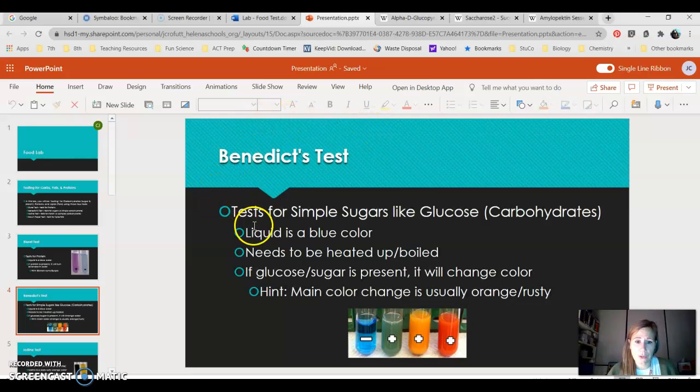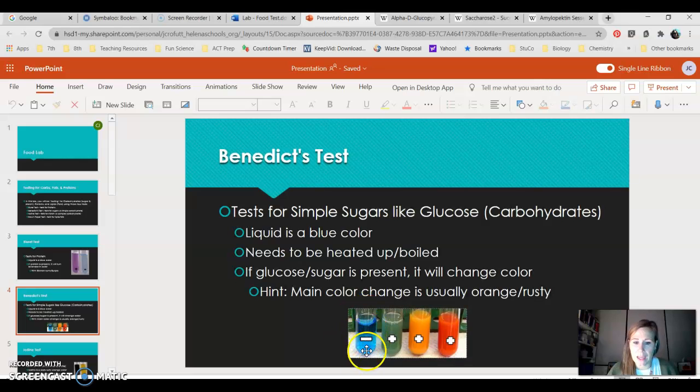To test for simple sugars like glucose, or even a disaccharide, you would use a Benedict's test. This one's probably the most complicated out of the four because you have to boil it. The liquid is blue in color. You add it to your sample of food, boil it, and look for a change of color. There's not one specific change because it depends on how much sugar and what kind of sugar is in there, but the main one you'll see is a rusty orange and maybe even red. But you'll see a color change.